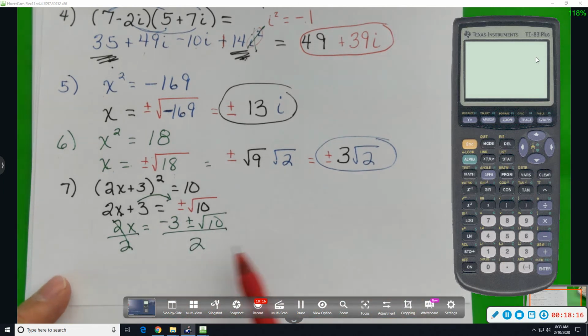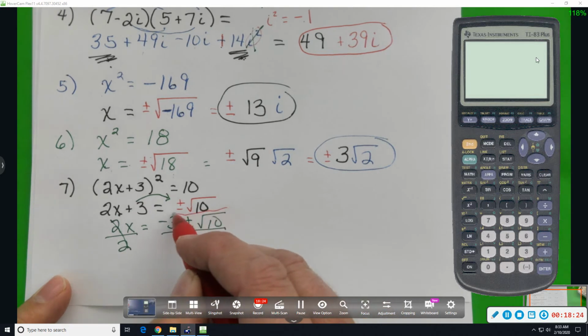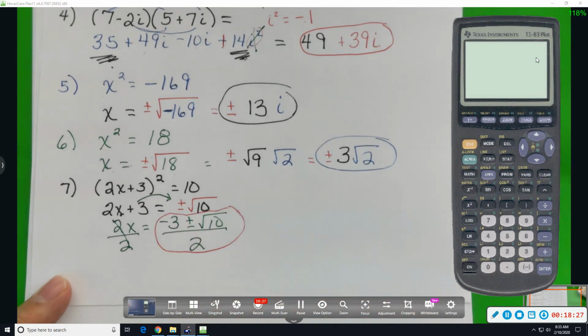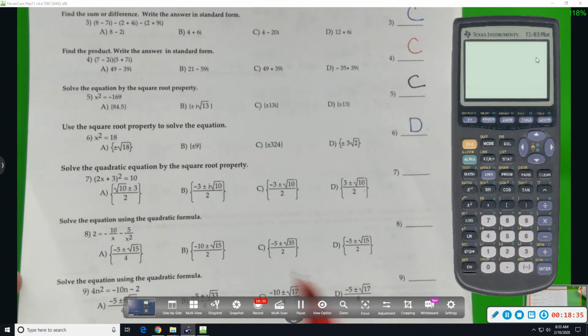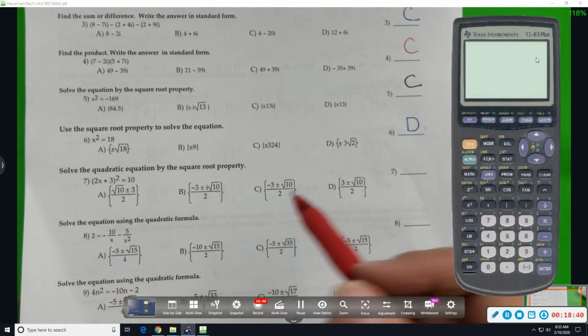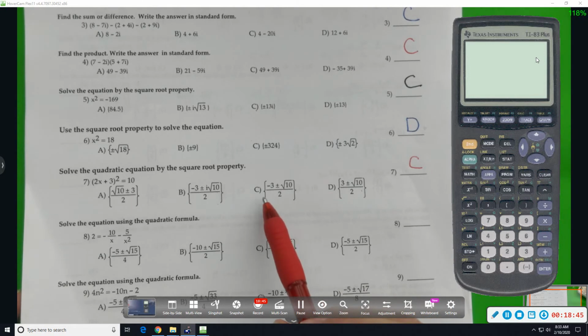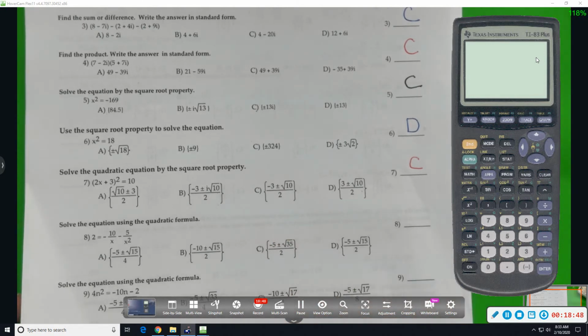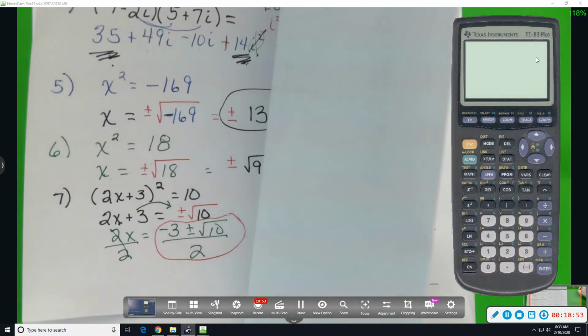You can't simplify this at all. Theoretically, you could separate it, but you can't cancel anything. So we'll leave it like that. Negative 3 plus minus square root of 10 all over 2. Look closely, please. I'm thinking this one's C also, just because there seem to be more C's than anything else. It's just random letters, okay? Negative 3 plus minus root of 10 all over 2.